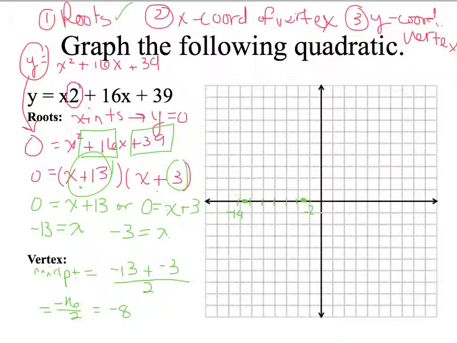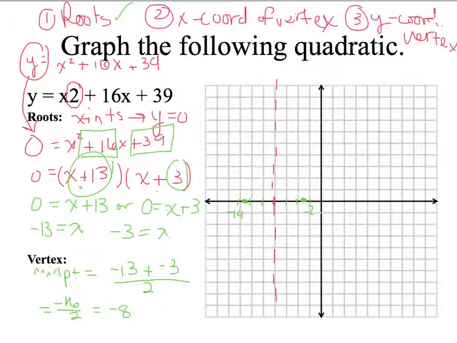So when we look at our picture, we have 2, 4, 6, 8. So right here, this is where we could fold this parabola right down the middle. Okay. Our vertex has to be located on the axis of symmetry, which means we know it has to have an x-coordinate of negative 8.